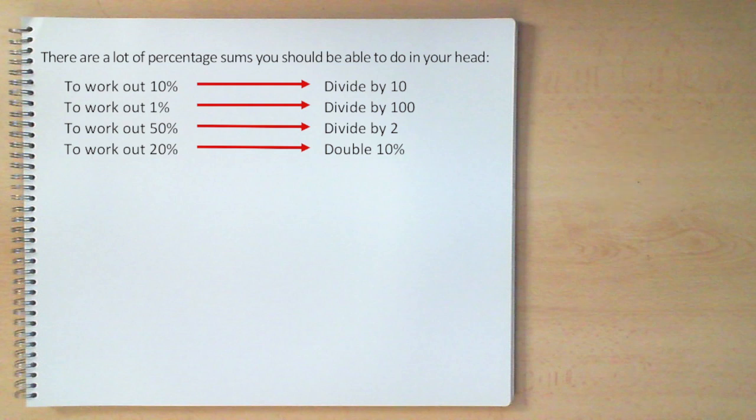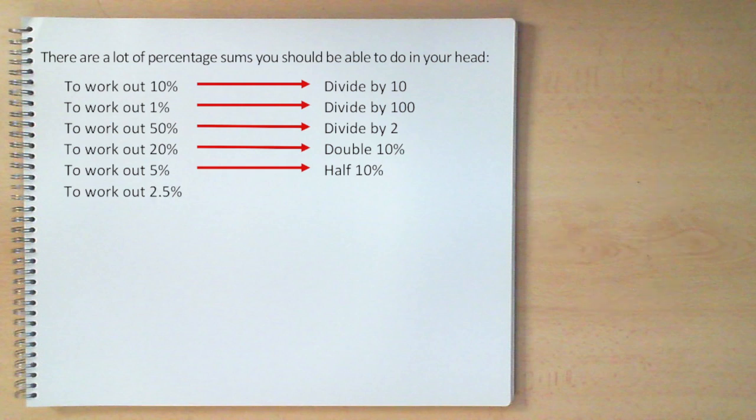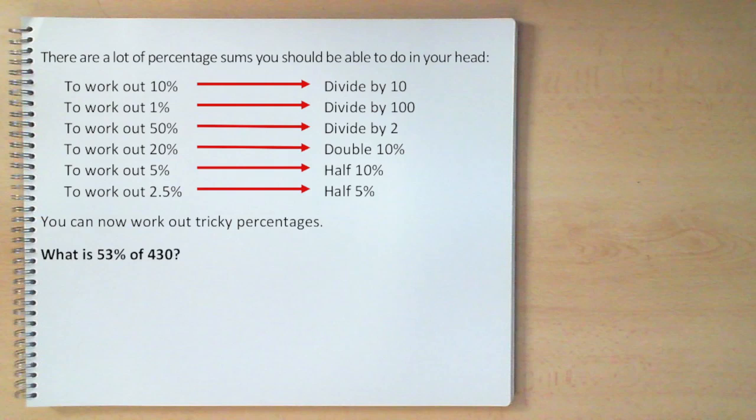To work out 5%, 5% is a little bit trickier. Well, if you think about it, 5% is just half of 10%. So you first of all work out 10% and then you halve the result that you get. To work out 2.5%, well, that's just half of 5%, isn't it? So you can see we can work out quite a few of these percentages by doing those simple 10% or 50% and then halving them and halving them again, or by doubling them depending upon what the question is.